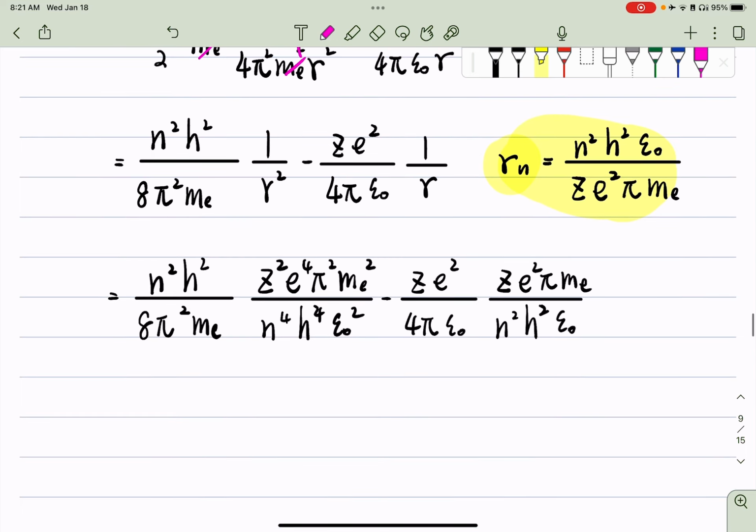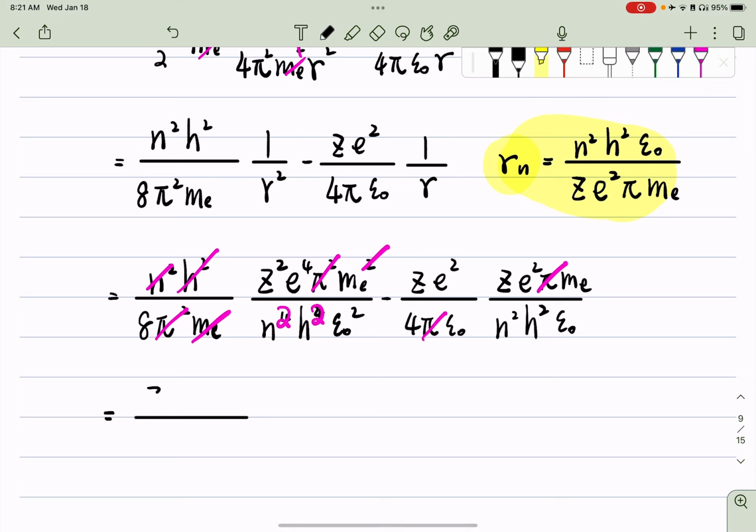And now we're ready to cancel some terms. n squared cancels out with n to the 4th. h squared cancels out with h to the 4th. Pi squared cancels out. One of the m_e cancels out. On the left hand side, that's it. On the right hand side, we have the pi cancel out. I think that's it, and we can clear out the terms.